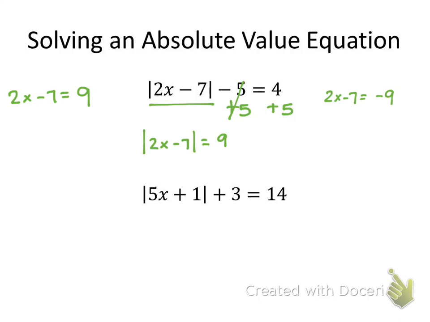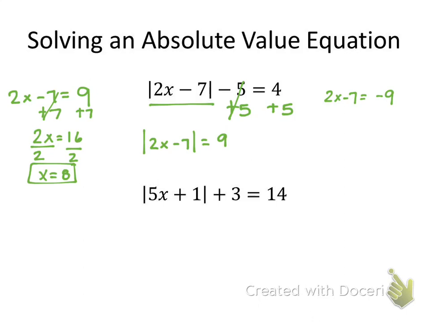And then I solve like I would any other equation. So Cole, what would I do first? Add 7. Add 7, very good. And divide by 2. So 2x equals 16, then you divide by 2, and x is equal to 8. Am I done? Is that my final answer? Nope, I got to find the other one.